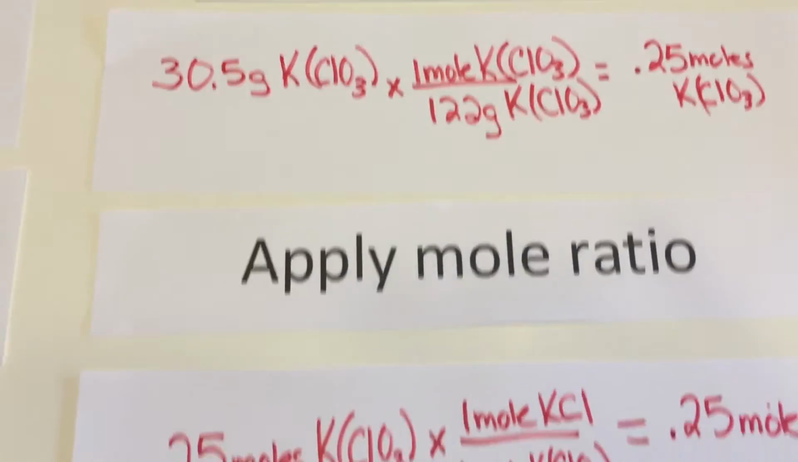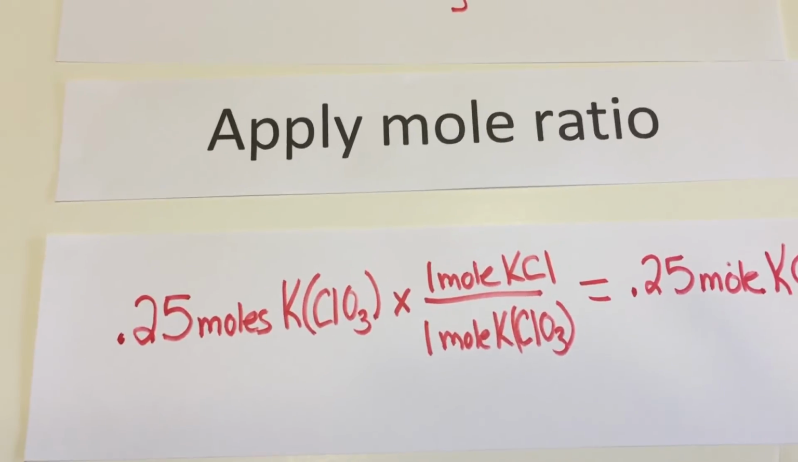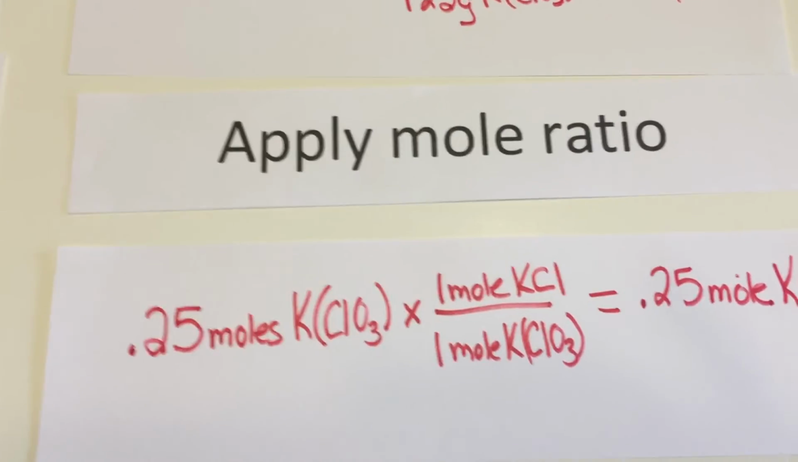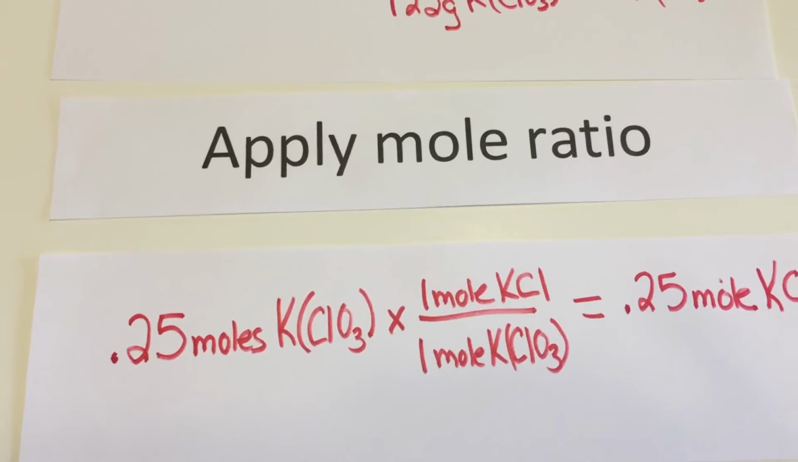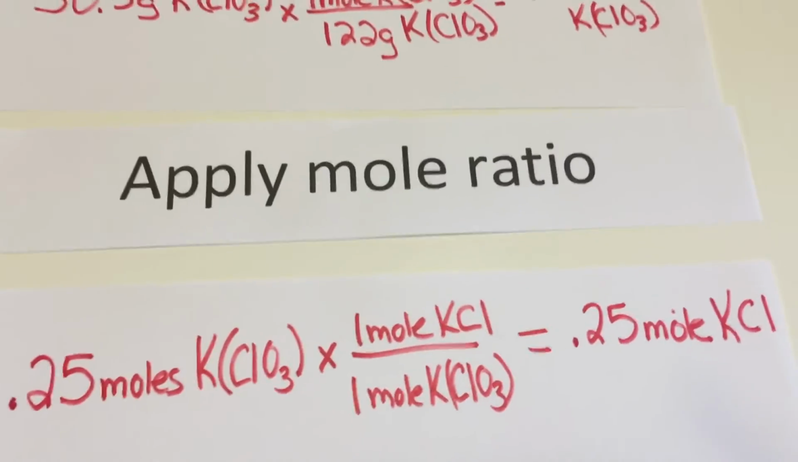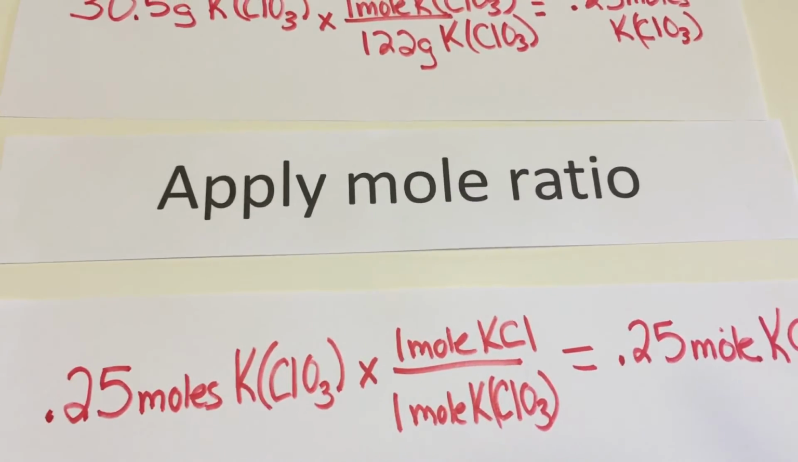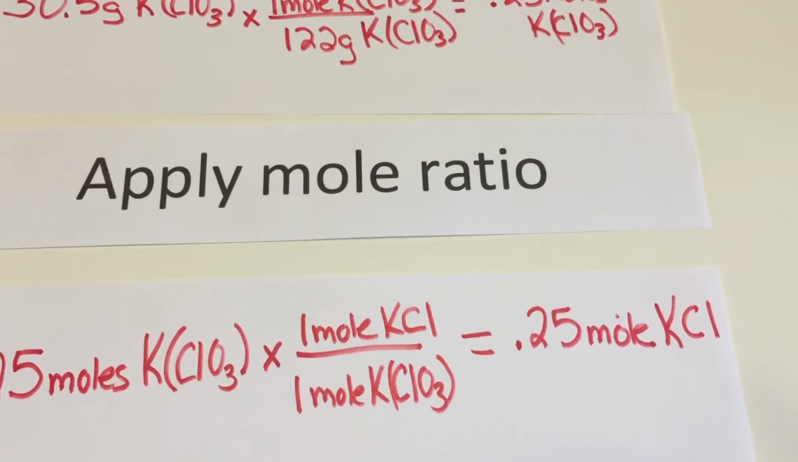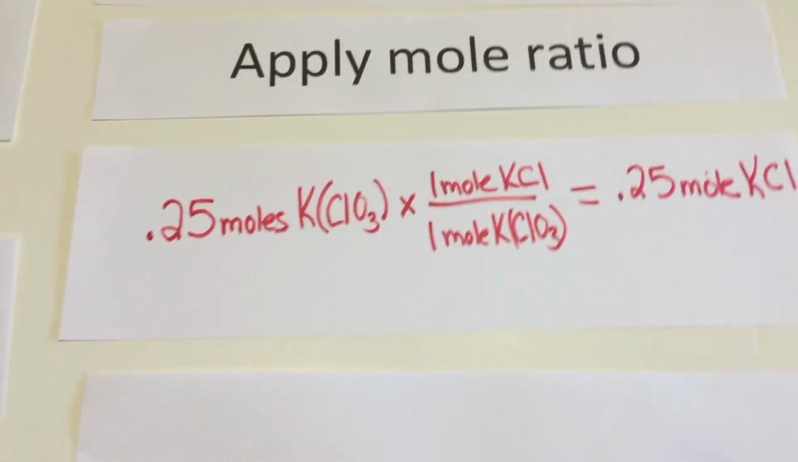Okay, then we're going to apply the mole ratio. I did 1 to 1, 2 to 2 would work fine also, but it's 0.25 moles of potassium chlorate. Put that in the denominator so they cancel out, and you have 1 mole of potassium chloride in the numerator, and you get 0.25 moles of potassium chloride.